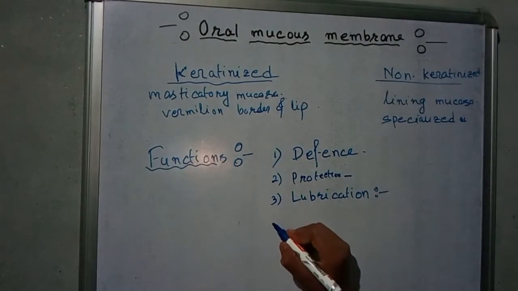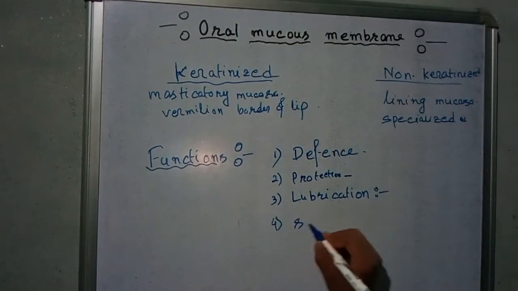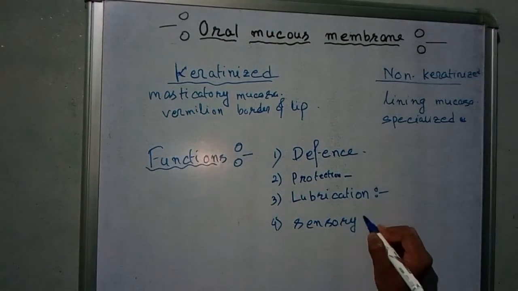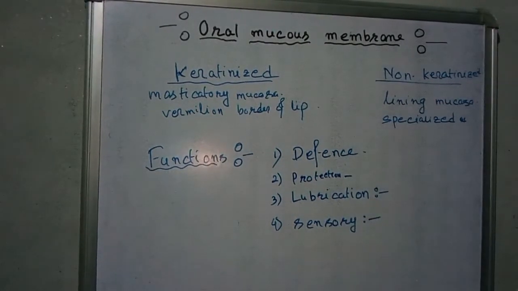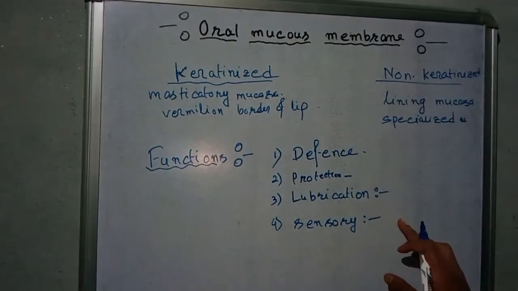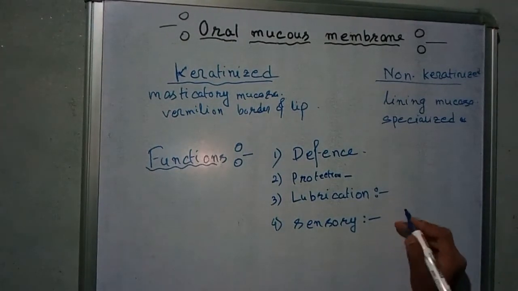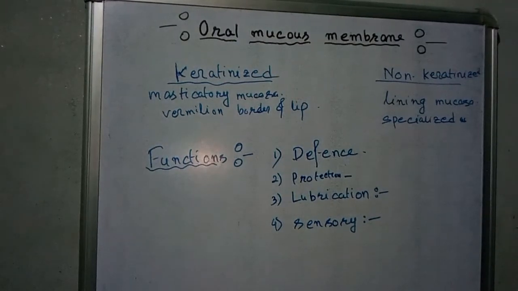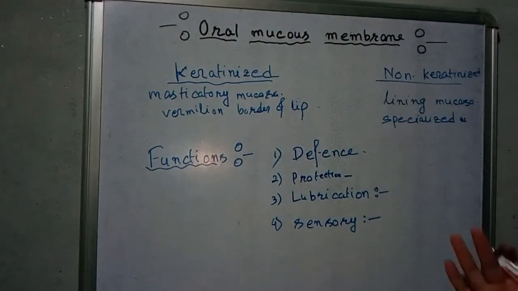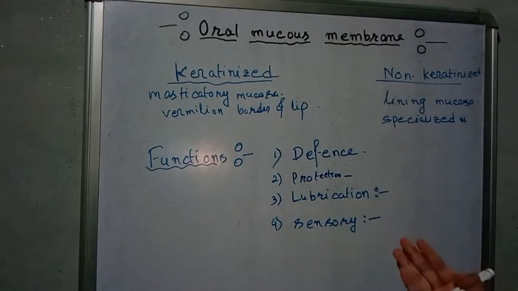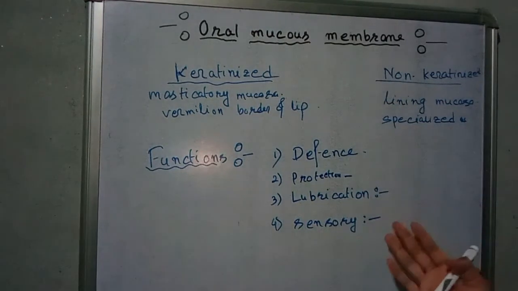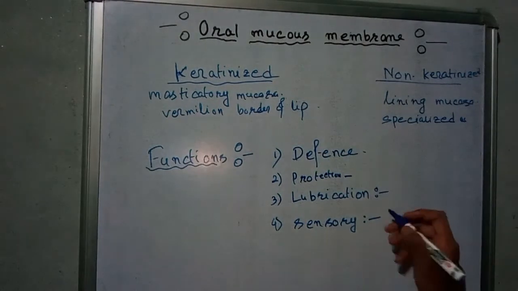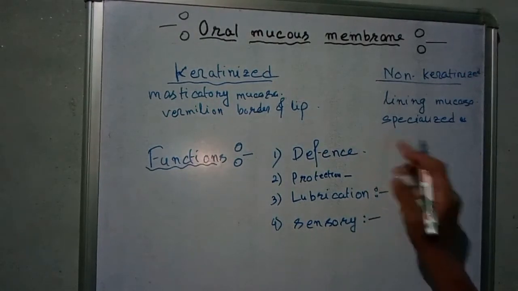And number four, that is sensory function. It's very sensitive to touch, pressure, and pain, and also temperature. The sensation of temperature and taste is felt in the anterior two-thirds of the tongue. So those are the functions of the oral mucous membrane.